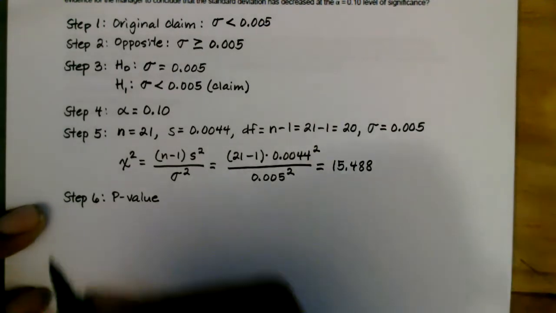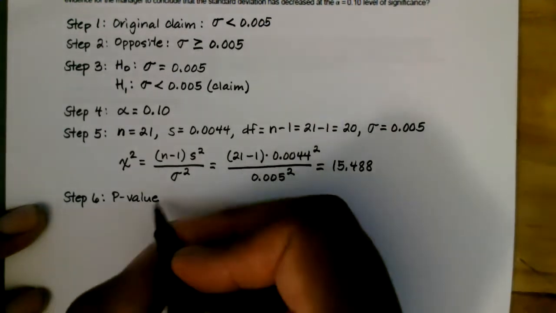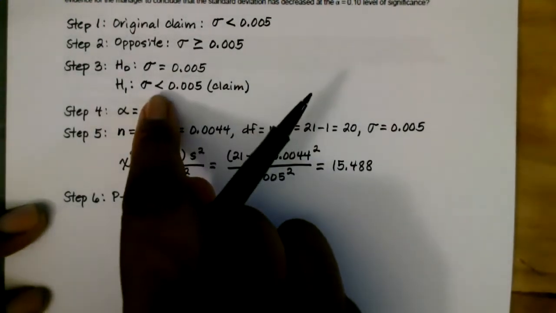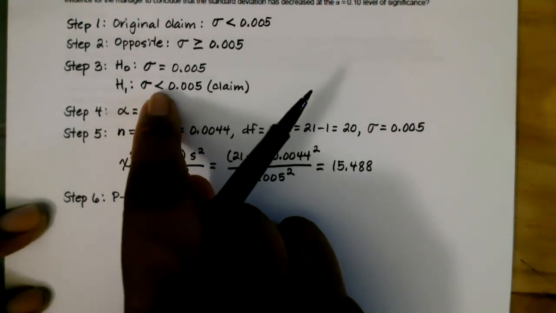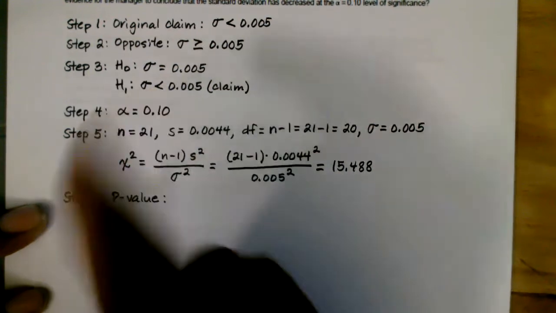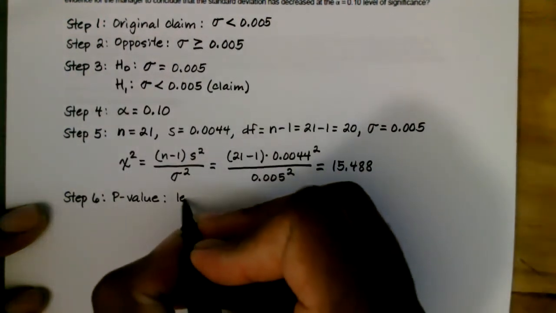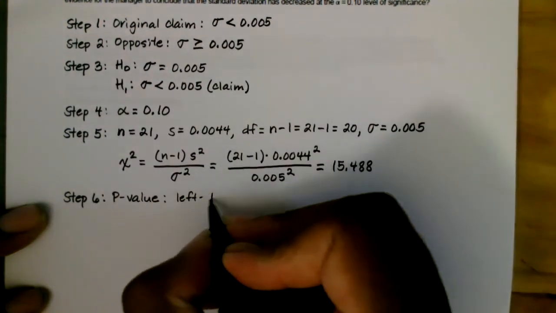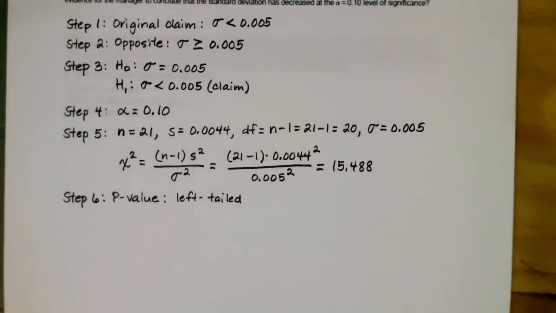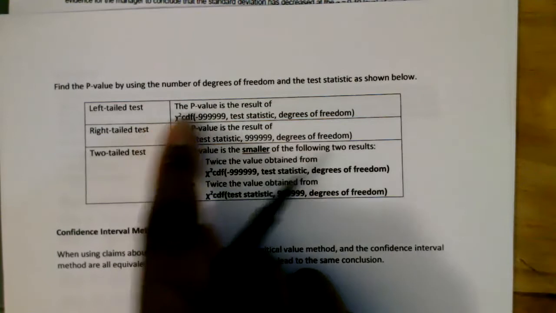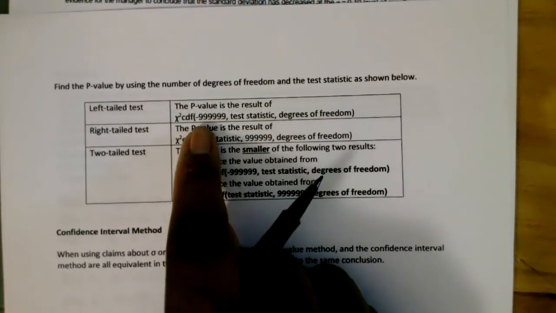Let's see, calculating the p-value. Now, if you look at your alternative hypothesis, that will tell you what type of test you're going to have. In this case, less than points to the left, so that means I have a left tail test. And in a left tail test, the result of the p-value will be this.